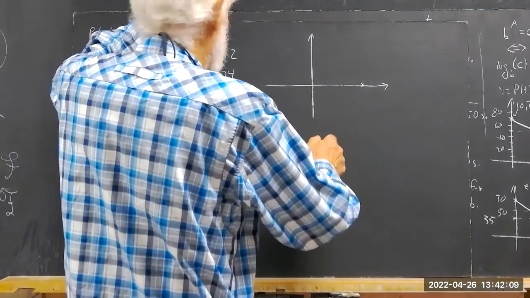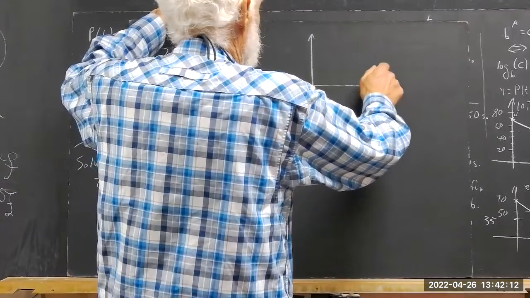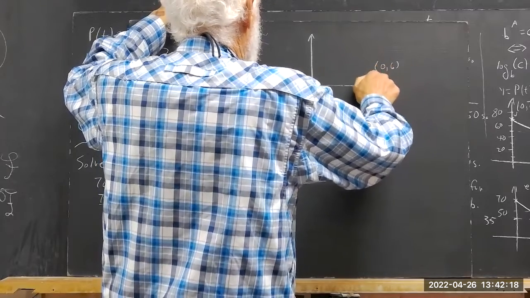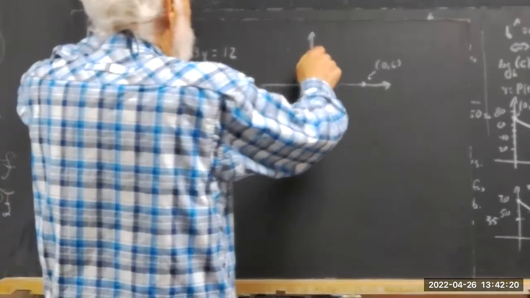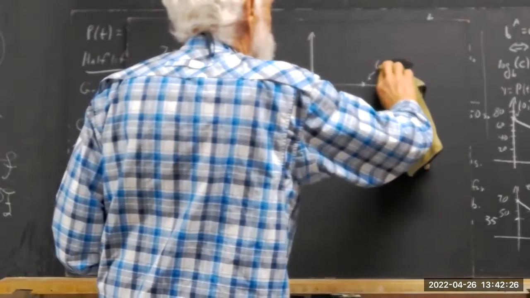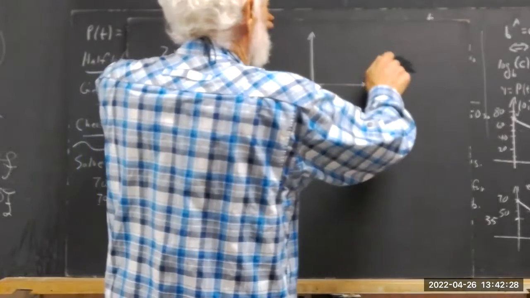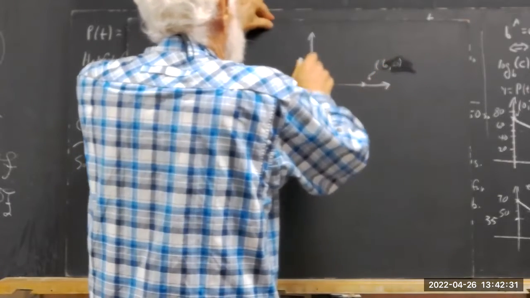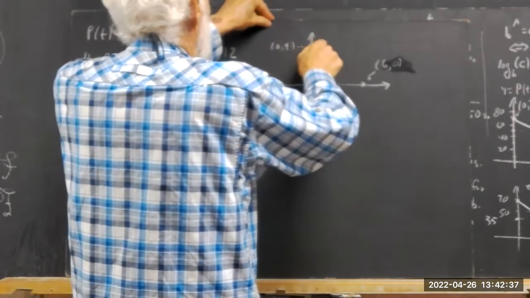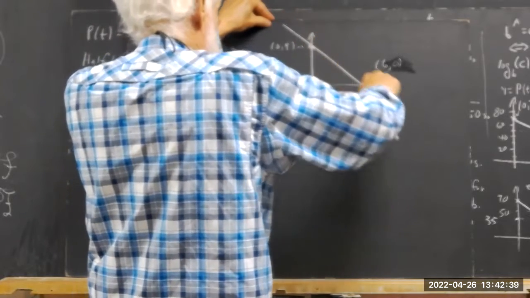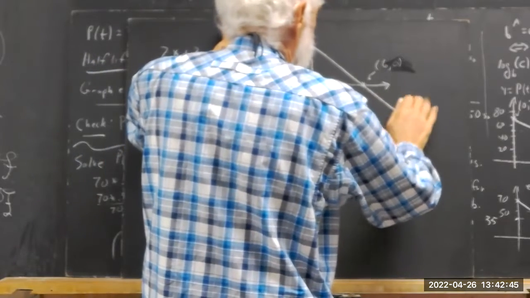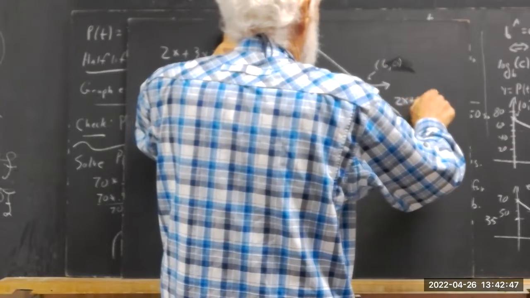So here's the point. Here's the point 0, 6. Yeah, I do that a lot. So keep an eye on it. 6, 0. And we have up here the point 0, 4. That's the y-intercept. Here's the graph of 2x plus 4y equals 12.